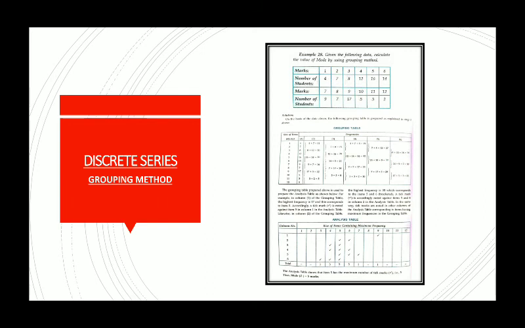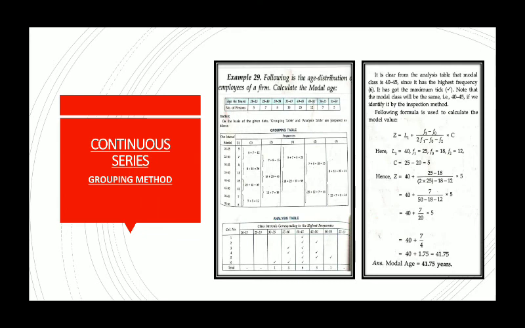Moving to the next variety of sum, which is continuous series. In continuous series also we can use this grouping method, and after finding the class using this grouping method, we can calculate the mode value. So see, here a sum is given where the class is given, showing age distribution from 20 to 25, 25 to 30, 30 to 35 and so on till 55 to 60, and the number of persons is also given.